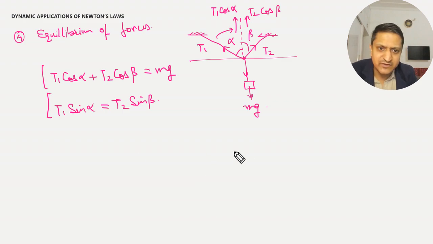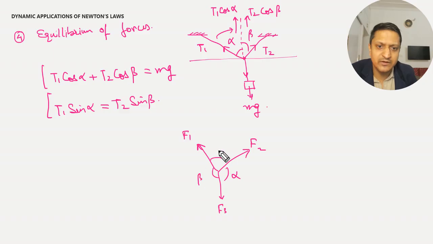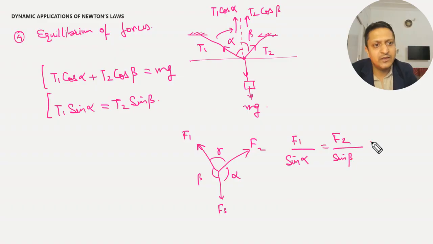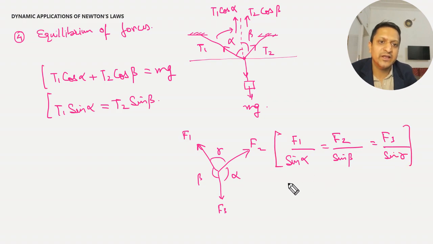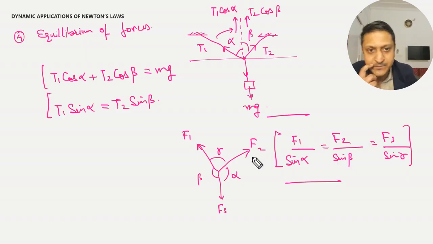If you know, that is the rule of sine. This formula will be very handy to you. Okay, F1, F2, F3, and the opposite angles are alpha, beta, gamma. So you can write F1 by sine alpha, the opposite angle, equals F2 upon sine beta equals F3 by sine gamma. So this formula is also very handy and very useful in this method.